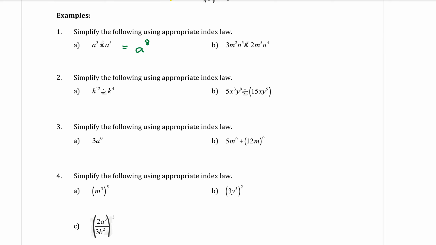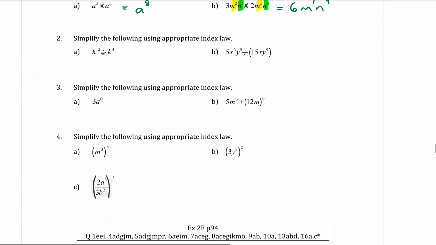Part B, if there are numbers out the front, you multiply those normally. So 3 times 2 is 6. And then just do each base letter separately. So I have a base of m where I have 2 here and another 5. Add those powers. 2 plus 5 is 7. M to the power of 7. Then do the n's. N to the power of 5 and n to the power of 4. N is the base. 5 plus 4 is 9. We still good? Yes, great.